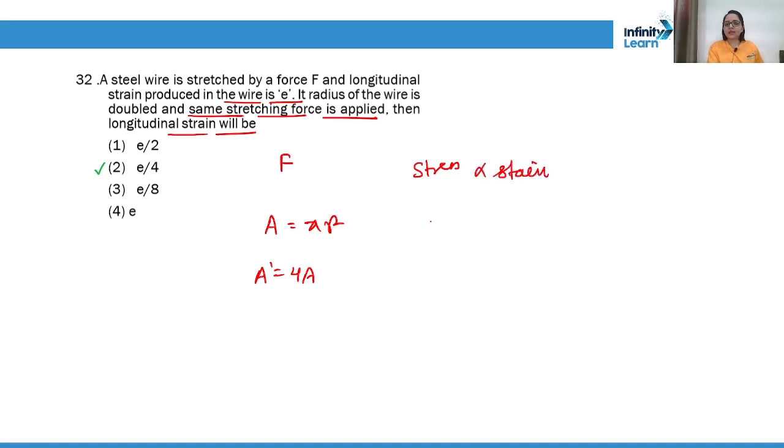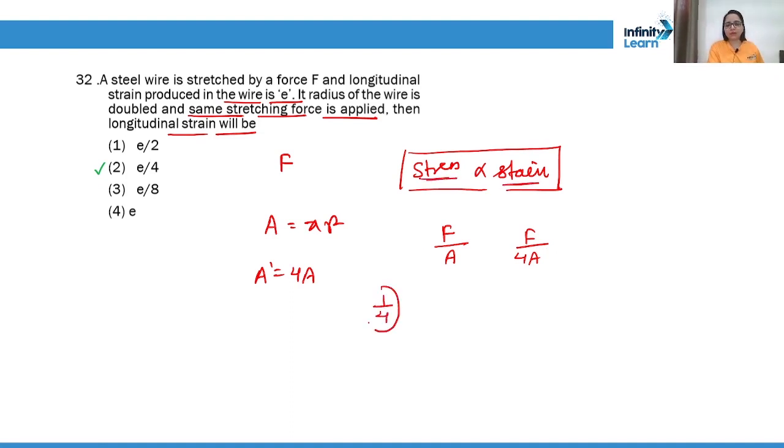Or you can say that stress is gamma times strain. Stress upon strain is gamma, Young's modulus, right? So if you are increasing the radius by 2 times, then area will increase by 4, right? Then stress will become F upon A, and in the next case it will be F upon 4A. So stress will become 1 by 4 times. Since strain is directly proportional to stress, then if stress is 1 by 4 times now, then the strain is also 1 by 4 times, which is option 2.